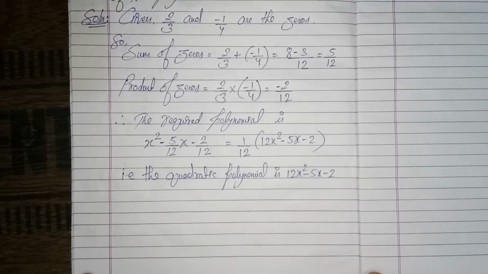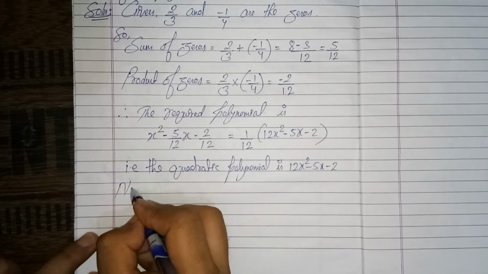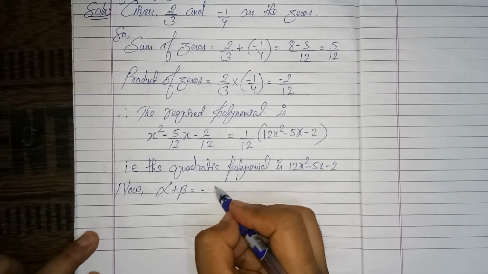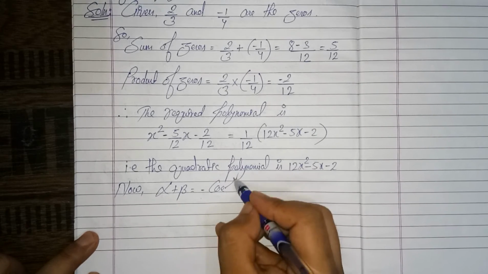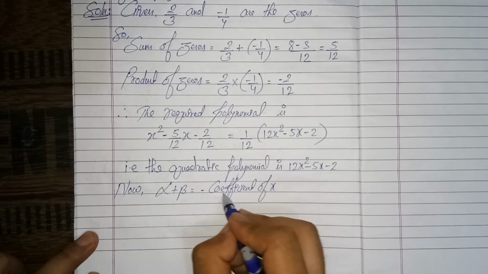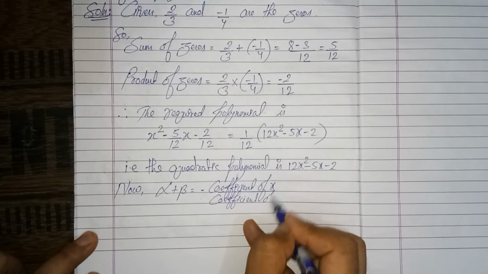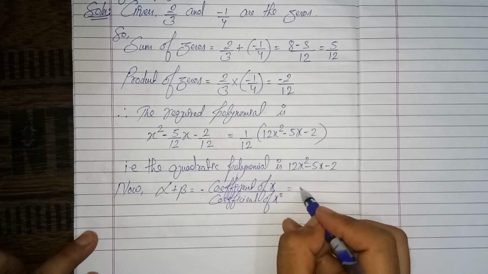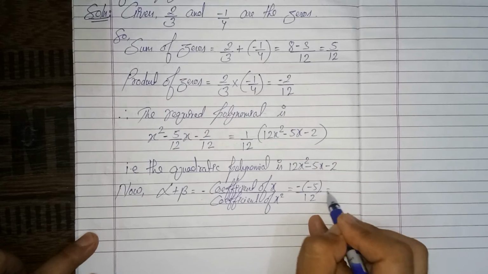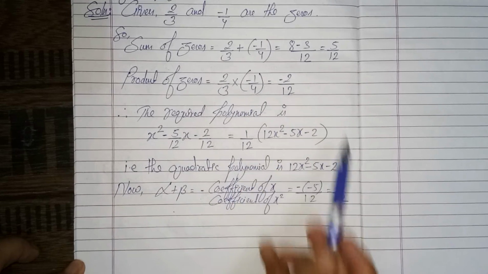Now what we have to do next is to find the relationship between the zeros and the coefficients. So now alpha plus beta is equal to negative of the coefficient of x upon the coefficient of x square, which is equal to minus, and the coefficient of x is minus 5, divided by 12, so I get 5 by 12. Now you can see that the sum of the zeros is equal to 5 by 12, which is the same.